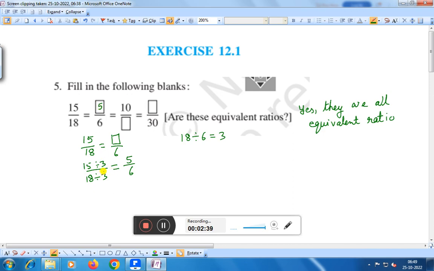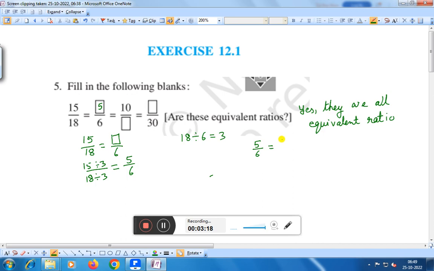Now, I already told you there are two methods to get equivalent ratios. First method is the division method and the second method is the multiplication method. In the division method, if you divide the numerator and denominator both by the same number, then you will get an equivalent ratio. And in the multiplication method, if you multiply both numerator and denominator by the same number, you will again get an equivalent ratio. Now this one is 5 by 6.